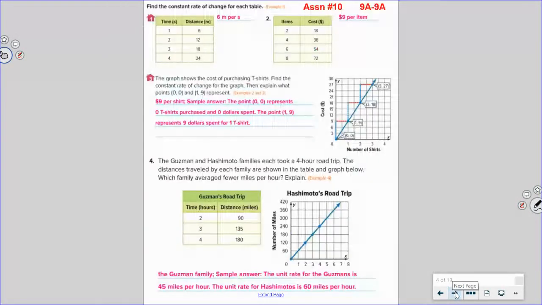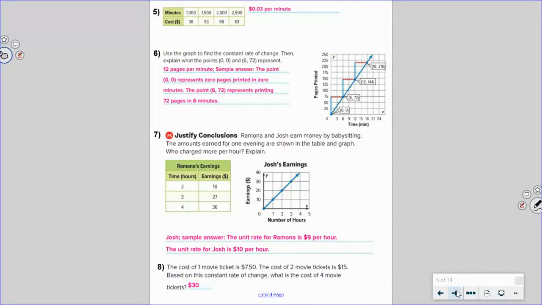More on that as we continue. Go ahead and pause. Come on back when you're ready. This is assignment 10. Come on back when you're ready for the back page.